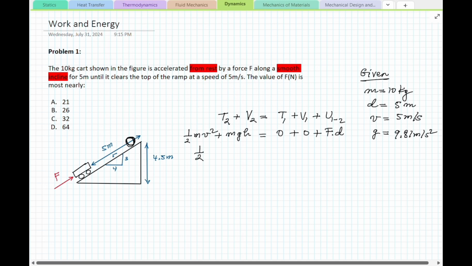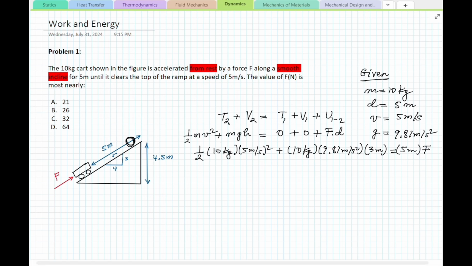So we have 1/2 times our mass of 10 kilograms times the velocity of 5 meters per second squared, plus the mass 10 kilograms times gravity, which is 9.81 meters per second squared, times the height at which we will end, which is going to be 3 meters, is equal to force times the displacement of 5 meters. So 5 meters times F. Okay, so we'll plug in these numbers in the calculator and see what that gives us.